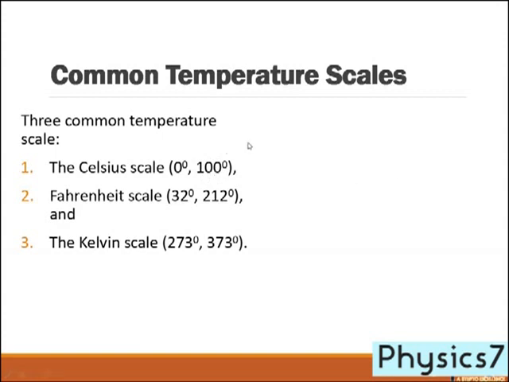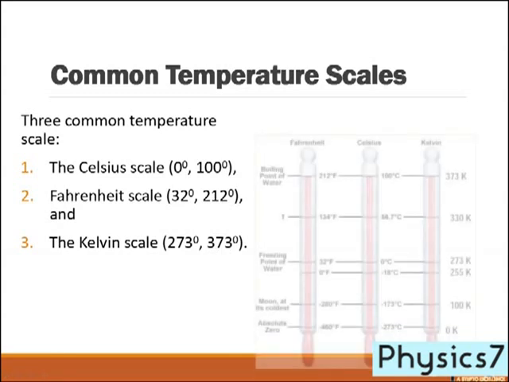So the three common temperature scales are the Celsius scale, which is 0 degrees in terms of the lower fixed point, and 100 degrees, which is the upper fixed point. For the Fahrenheit scale, you have the lower fixed point of 32 degrees Fahrenheit and the upper fixed point of 212 degrees Fahrenheit. And for the Kelvin scale, you have the lower fixed point of 273 degrees and the upper fixed point of 373 degrees.